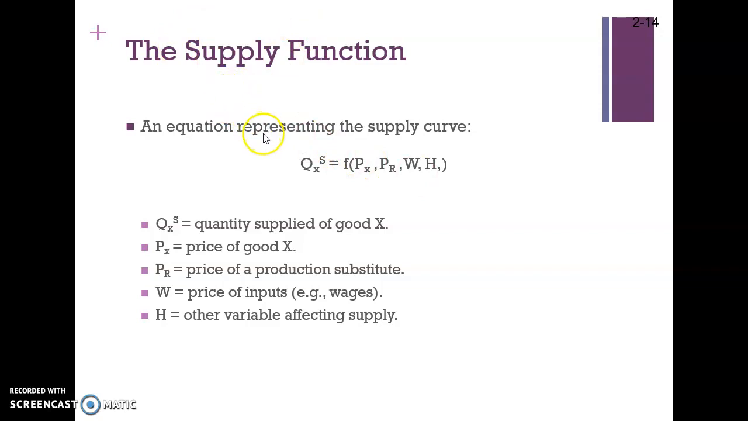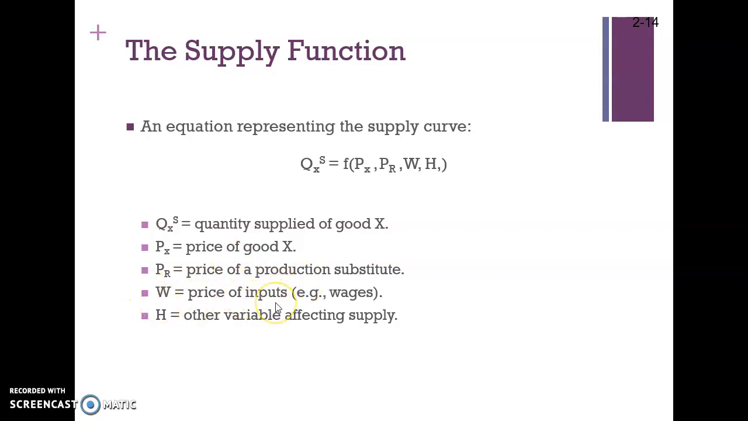So if we present all the variables in a functional form, that represents the supply curve, where QXS represents the quantity supplied of good X, Px stands for the price of good X, and Pr represents the price of the production substitute, any other substitute.